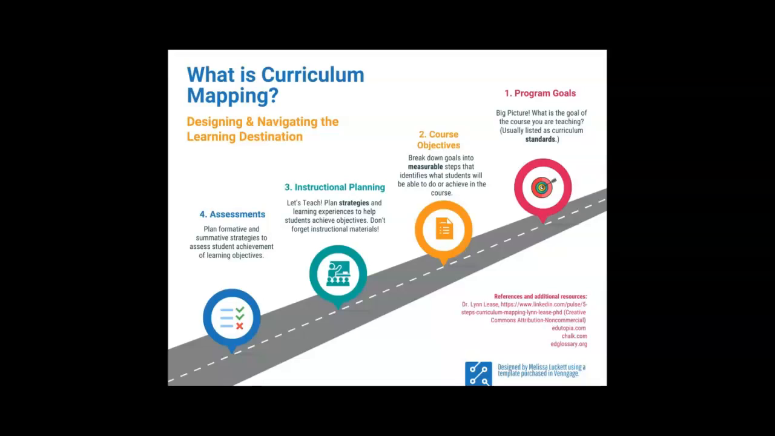The next step are the course objectives. This is a breakdown of the program goals into measurable steps that will identify what students will be able to do or achieve as a result of taking this course. And then included in the curriculum mapping is the instructional planning methods. This is where you can begin to teach and introduce learning experiences to your students so that you can help them achieve the learning goals.